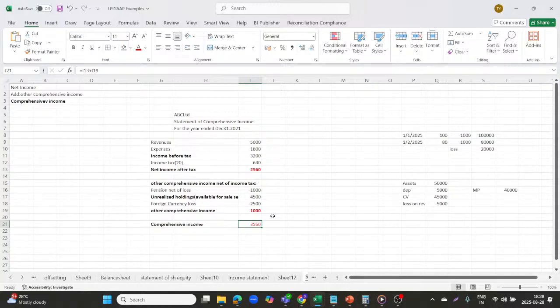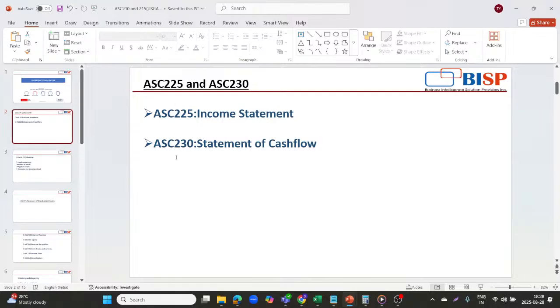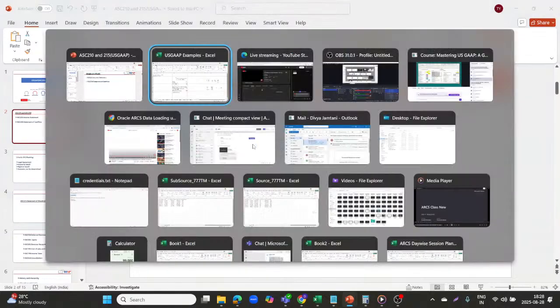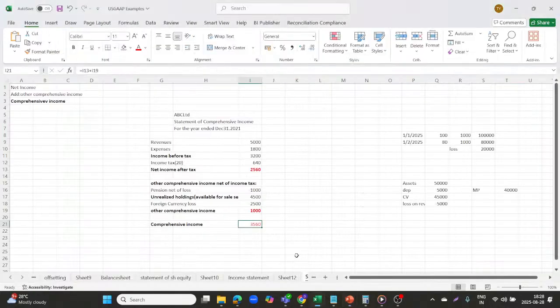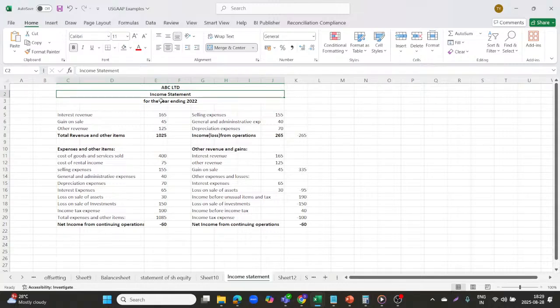Okay, so now this was all about accounting standard 225, the income statement. We have seen, I'll just quickly revise it. So this was your income statement, how you prepare the income statement. On the left hand, this is your income statement where you have to show ABC Limited, the name of the statement, and the year ending for which period you are trying to prepare.